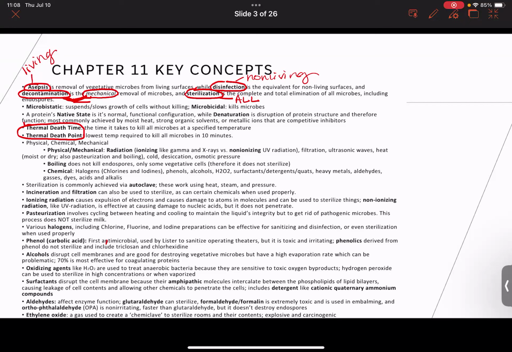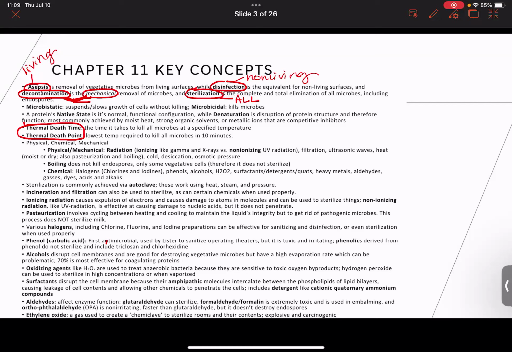The thermal death point is the temperature that you would have to be at to kill the organism within 10 minutes. So if you want to know, I can boil this at 100 degrees Celsius or whatever, but I only have 10 minutes to sterilize it. Then what you would say is, what temperature do I have to put this at to get rid of this in 10 minutes? And that would be the thermal death point. What temperature do I have to put this at to kill this organism within 10 minutes? And whatever that temperature is would be the thermal death point.